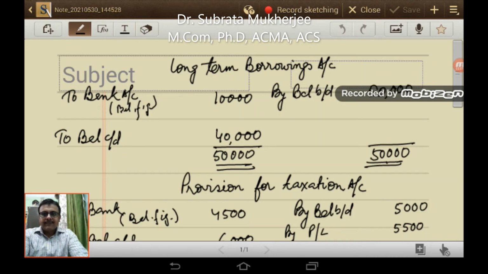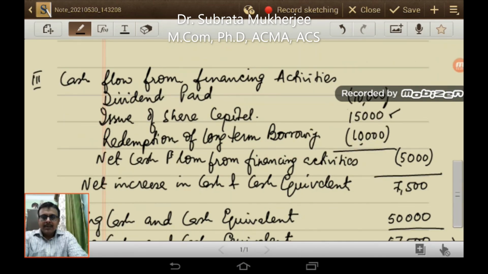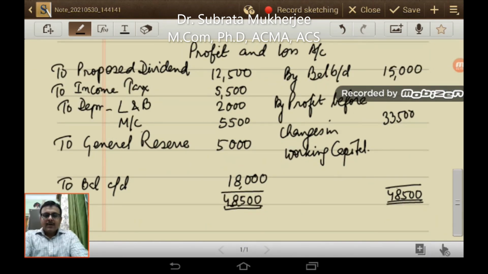The next ledger that I have to close is the long term borrowing. So the balancing figure of rupees 10,000 represents the amount of long term borrowing that was redeemed. So long term borrowing account debit to bank. So this amount of 10,000 will be recorded in the cash flow statement under cash flow from financing activity as redemption of long term borrowings. So in cash flow from financing activities I have recorded redemption of long term borrowings for rupees 10,000. So I have completed closing all the ledgers that I have prepared.